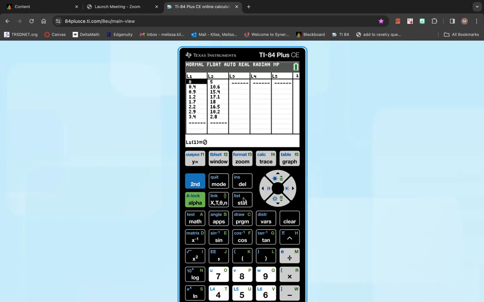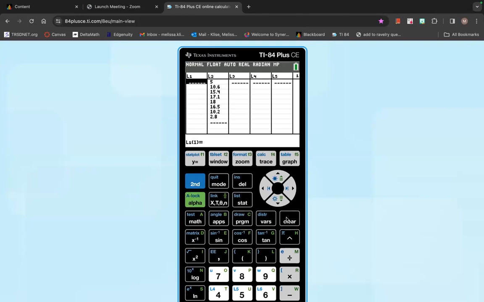So using your arrows, you arrow over to list, and I want you to arrow up until you highlight the L1. So it should look like this. L1 at top should be highlighted. Once it's highlighted, hit clear and then enter, and it'll clear anything in the list. If there's nothing in your list, you don't need to do that.